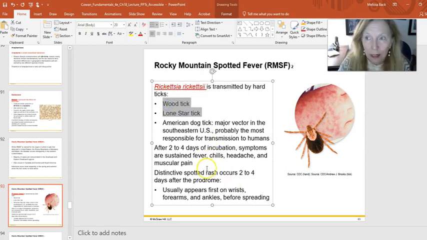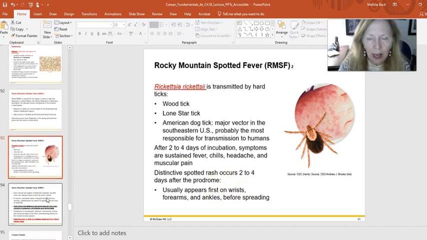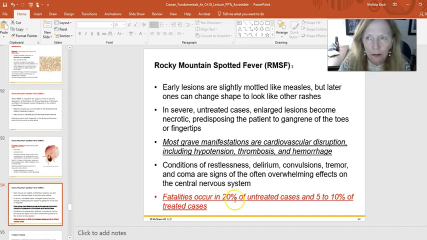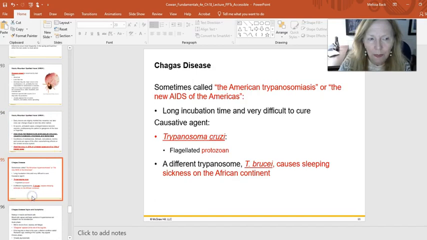You don't have to have had a known tick bite, but this can have a high mortality rate if untreated. And even treated, look at this. This is still high. So it's important to get this diagnosis quickly, and it's important to be aggressive in treating for this.